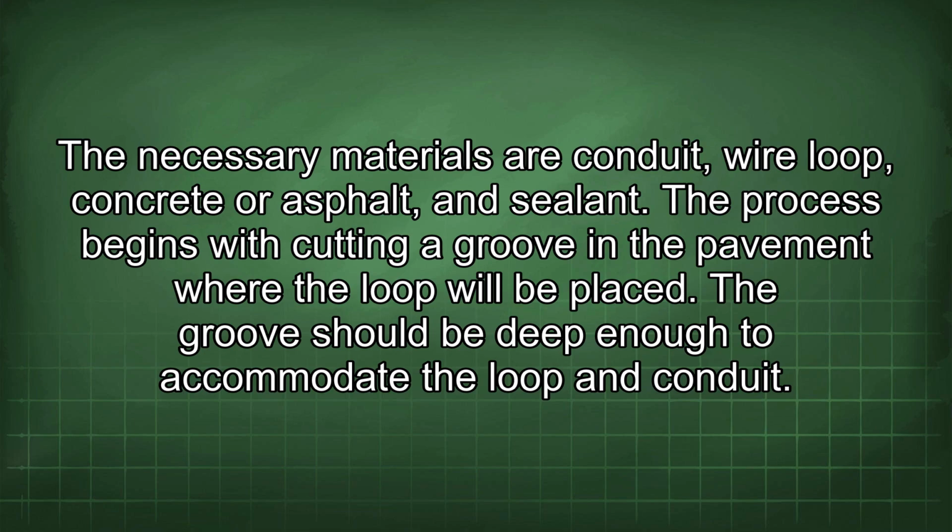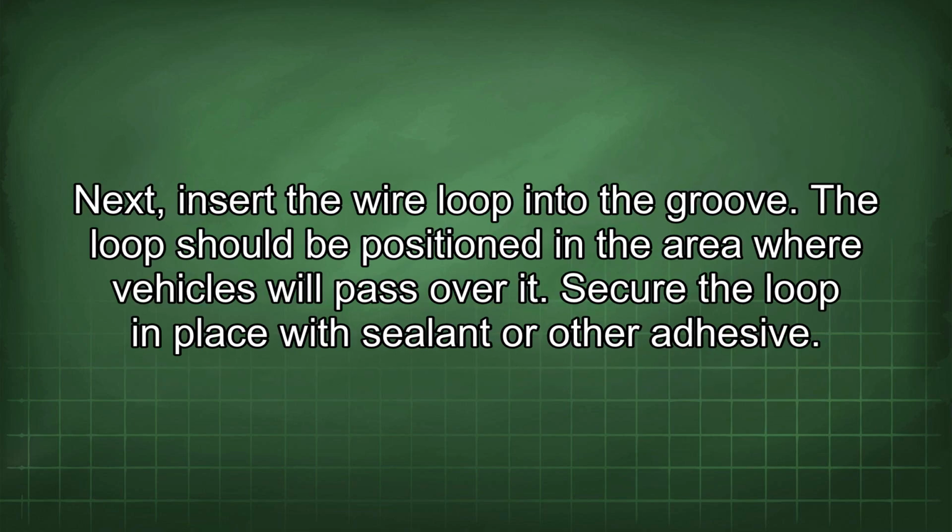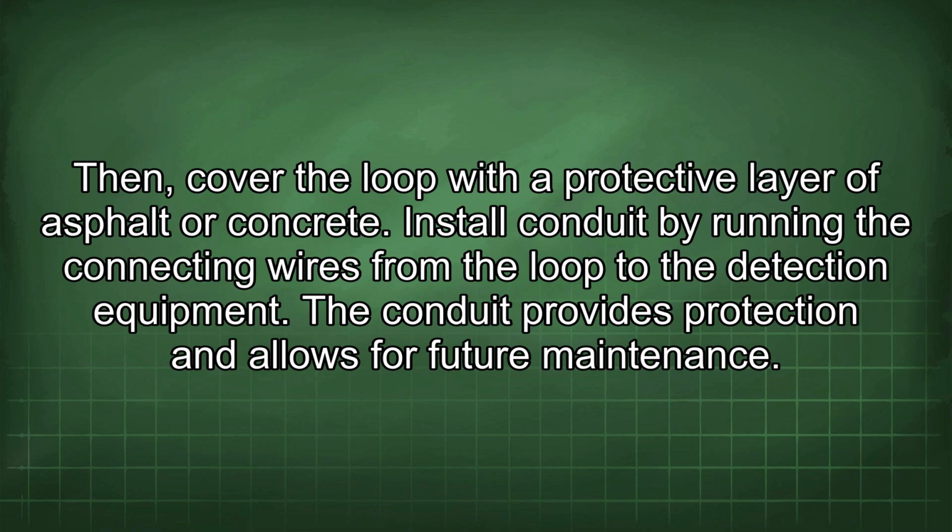The process begins with cutting a groove in the pavement where the loop will be placed. The groove should be deep enough to accommodate the loop and conduit. Next, insert the wire loop into the groove. The loop should be positioned in the area where vehicles will pass over it. Secure the loop in place with sealant or other adhesive. Then, cover the loop with a protective layer of asphalt or concrete.